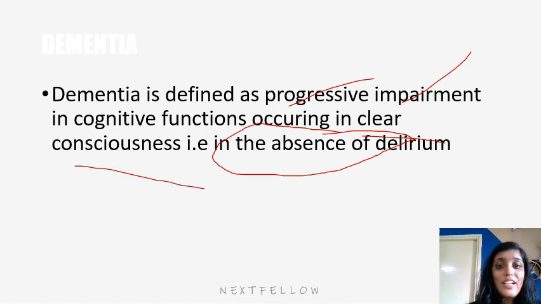Now, it is defined as progressive. Progressive means it is not stagnant; it is progressing over a period of time. Right? Impairment: there is impairment in cognitive functions. So progressive impairment of cognitive function occurring over a period of time in a patient with clear consciousness, that is, without any signs of delirium, is known as dementia.